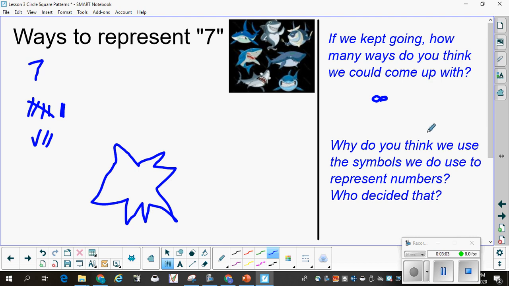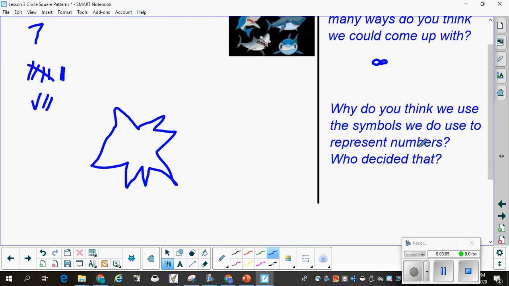Why do you think we use the symbols that we do use to represent numbers? We use the digits 0 through 9. That's how we represent all of our numbers. Who decided that? Do we know?